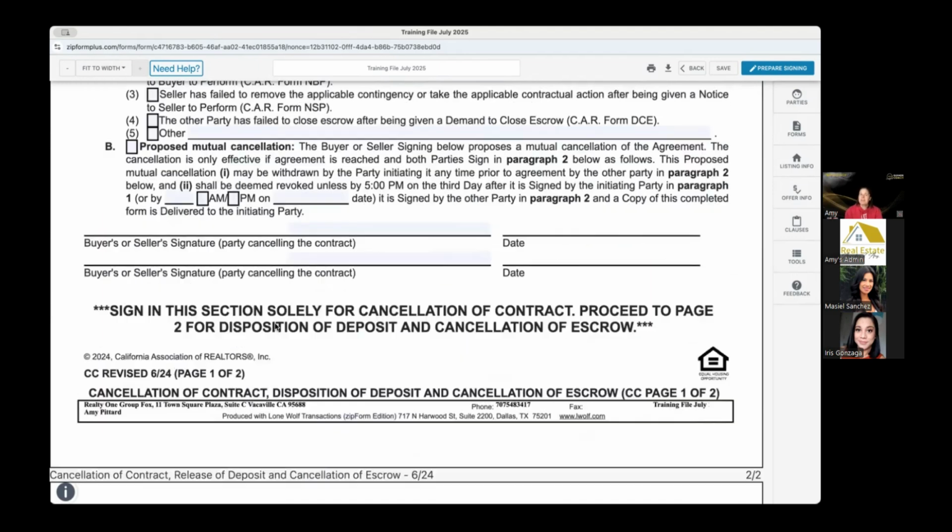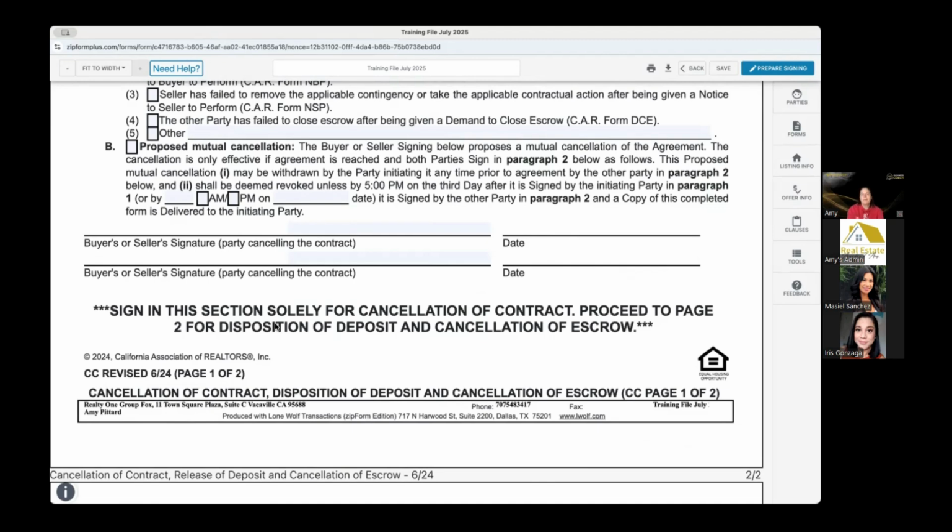When do we use mutual cancellation? If I'm in contract, I've got a listing and you're a buyer's agent, and the buyer decides that they don't want to move forward because of something in the inspection or whatever, or they just get cold feet, and you check the box for proposed mutual cancellation, I'm going to kick it back to you and say, this isn't proposed mutual cancellation. The seller doesn't agree to mutually canceling. The seller wants to sell the property. So just make sure it is proposed.